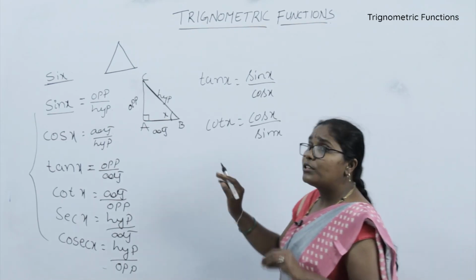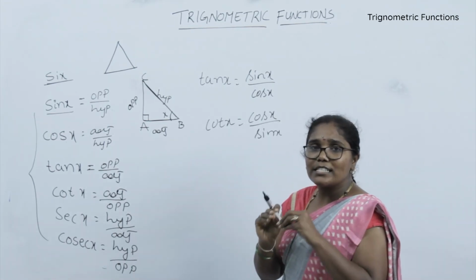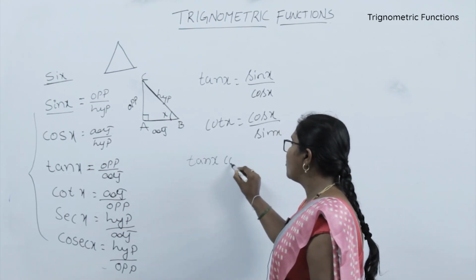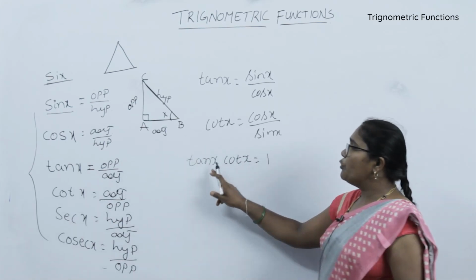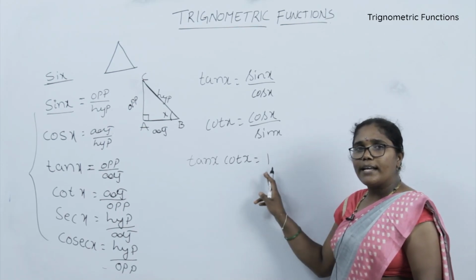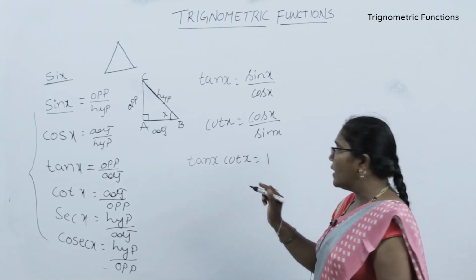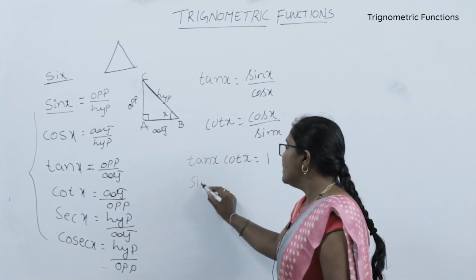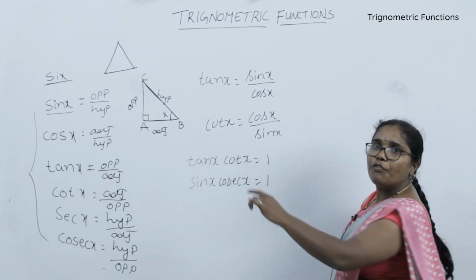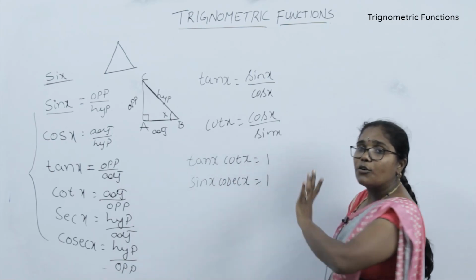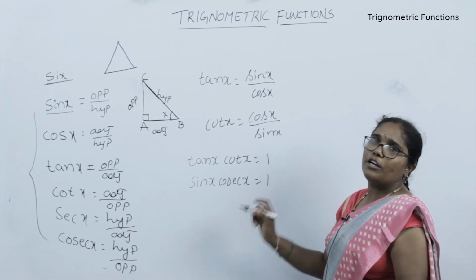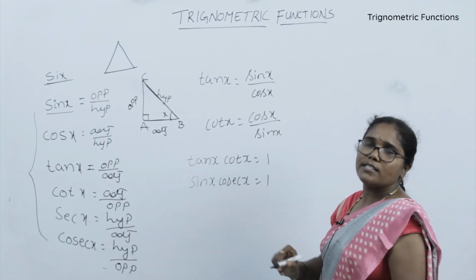And we have 3 reciprocal functions. One is tan X into cot X equal to 1. If you know tan X, to find cot X use the reciprocal: tan X is equal to 1 by cot X and cot X is equal to 1 by tan X. Another reciprocal function is sin X into cosecant X equal to 1. So sin X is equal to 1 by cosecant X, and cosecant X is equal to 1 by sin X.